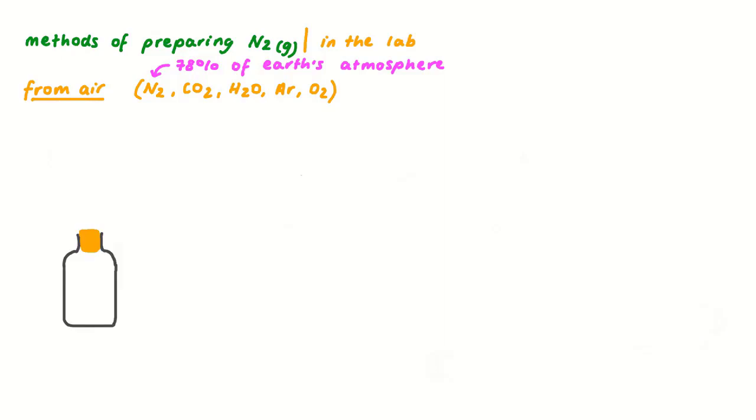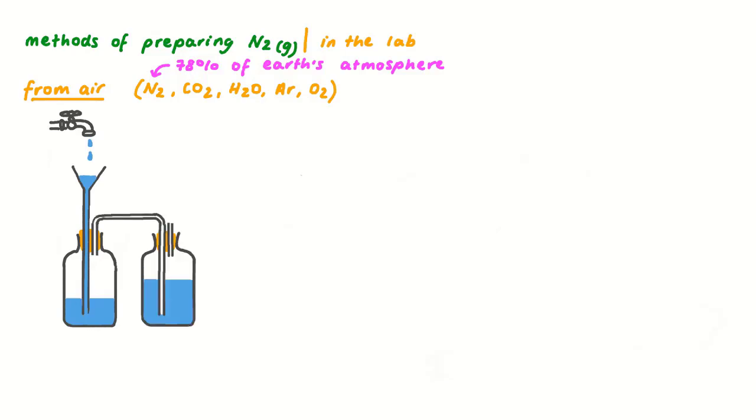We start with a jar full of air. Water is used to displace the air, forcing it into the next section of the apparatus. The air enters a solution of sodium hydroxide, also known as caustic soda. This is used to remove carbon dioxide.